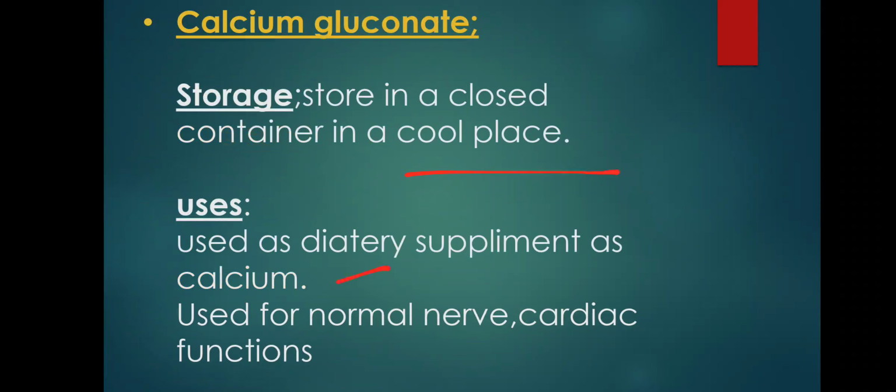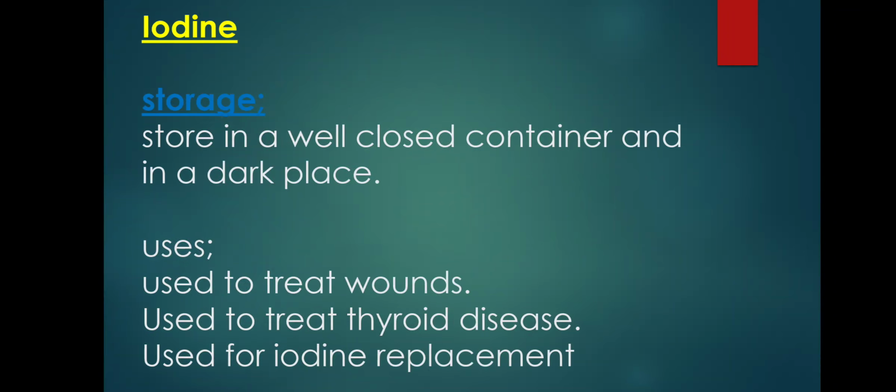Calcium gluconate, what is this? It is a salt. Calcium gluconate is very helpful to regenerate and strengthen the bones. Used for normal nerve and cardiac functions, calcium gluconate. Iodine: store in a well closed container and in a dark place. Used to treat wounds, used to treat thyroid diseases, and used for iron replacement. You know that iodine, nothing but that iodine, is used for wounds.